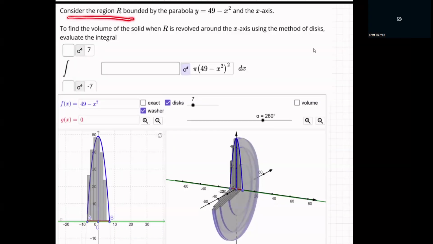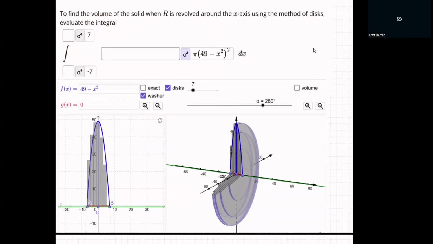Consider the region R bounded by the parabola y equals 49 minus x squared and the x-axis. To find the volume of the solid when R is revolved around the x-axis, using the method of disks, evaluate the integral. So it wants us to set up the integral.